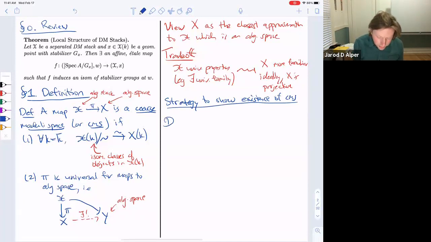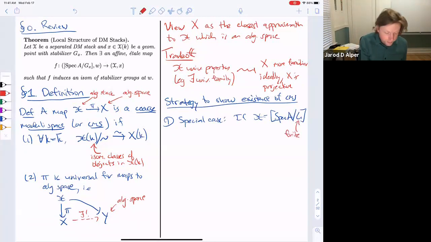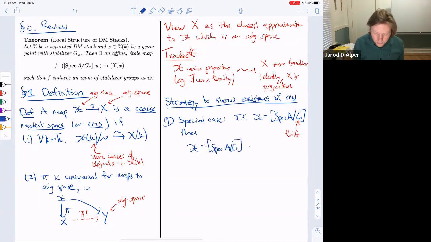Well, it's really a two-part case that you handle. First, you handle the special case where X is a quotient of an affine scheme mod a finite group, here G is finite. Then you need to show that the morphism to the spectrum of the invariants is a coarse moduli space. And we will do this. That's one of the fundamental results from today.